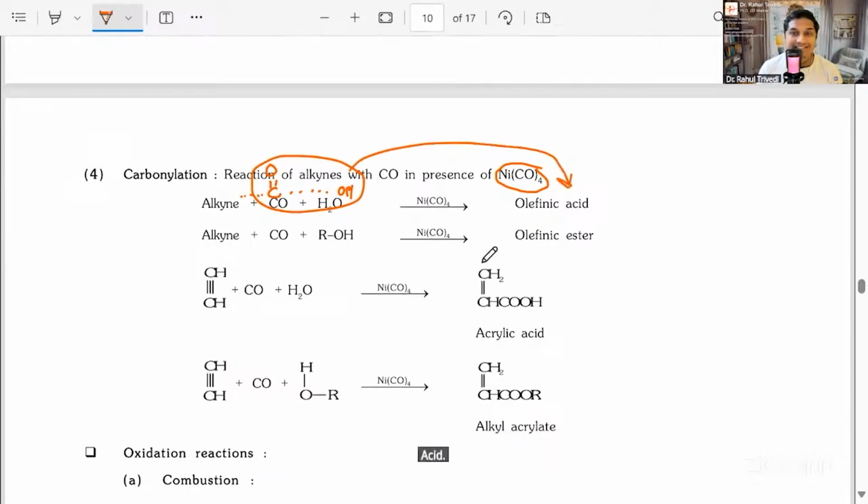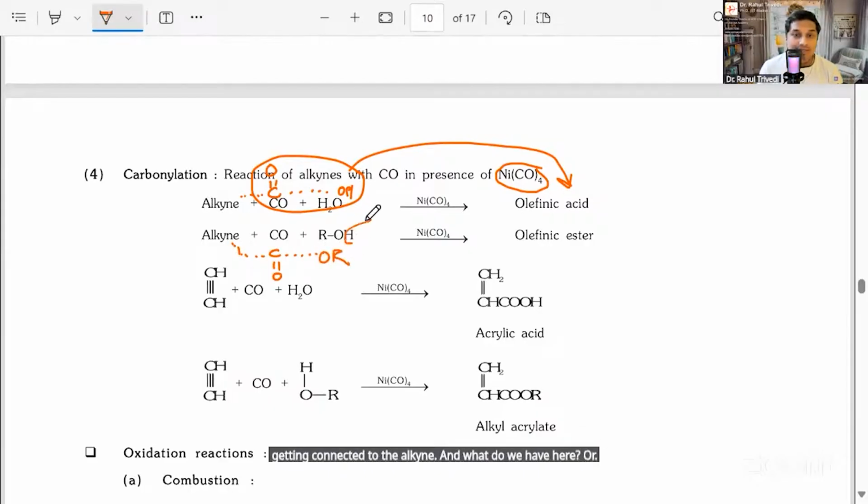Nice. Here what do you have? C double bond O getting connected to the alkyne. And what do we have here? OR, H plus leaves. What is this?